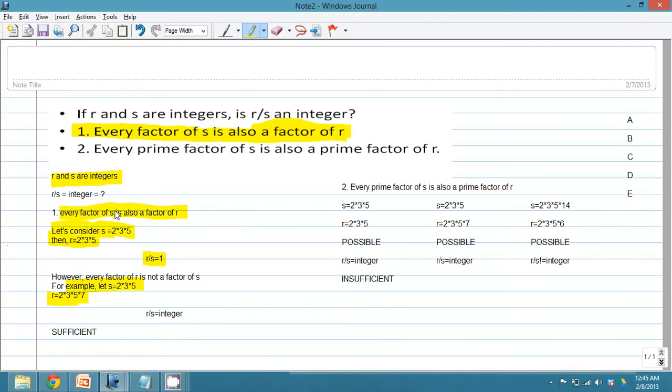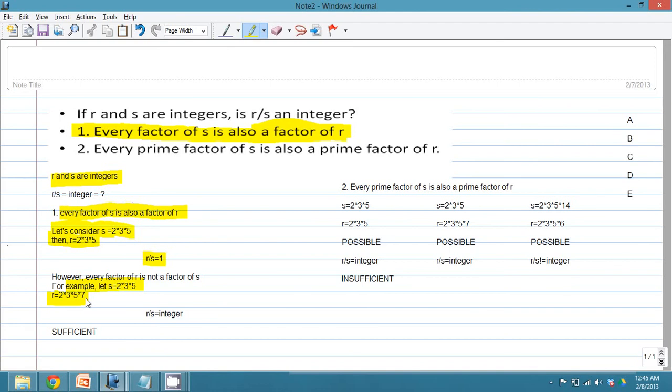However, since it says every factor of s is a factor of r, all factors of s, for example 2, 3, 5, and any non-prime factors also, for example 4, 8, 12, all have to be a factor of r. However, every factor of r need not be a factor of s. So r can have an extra factor, say in this case 7.